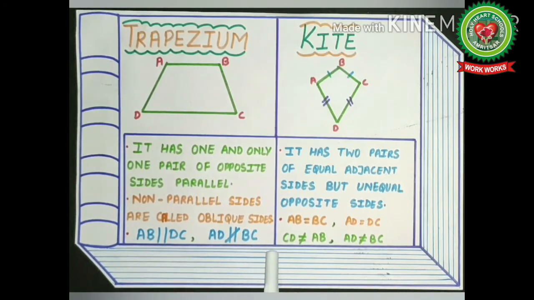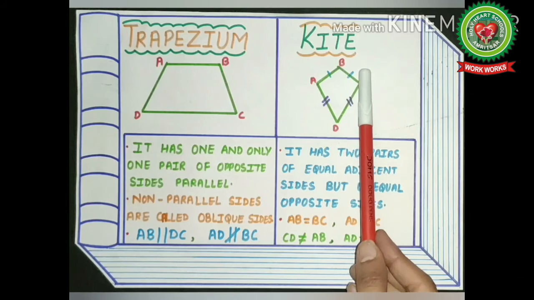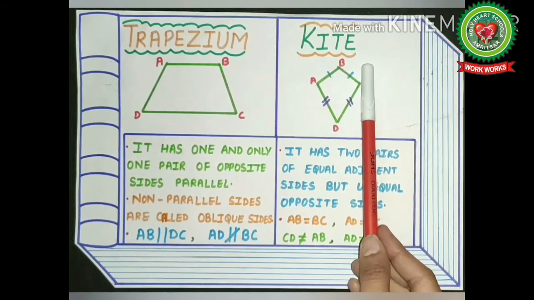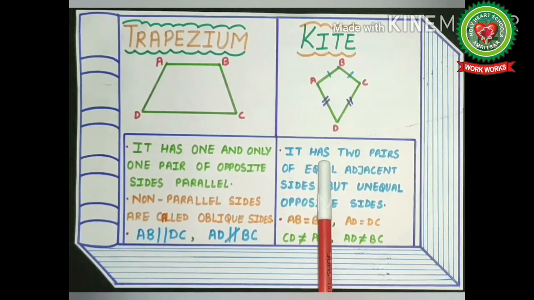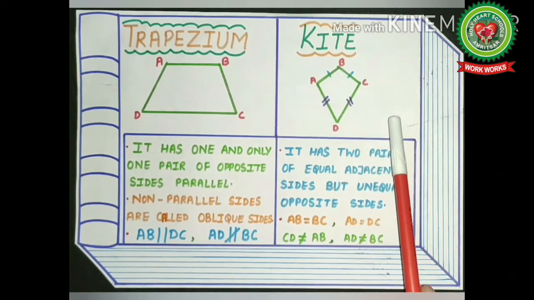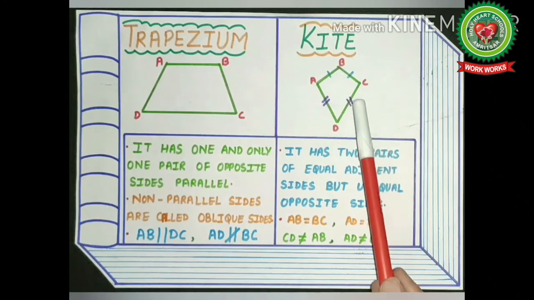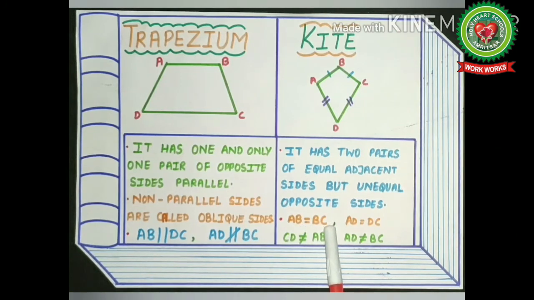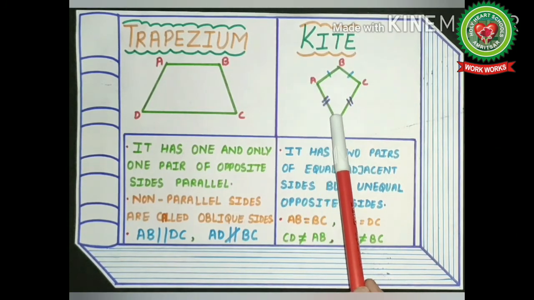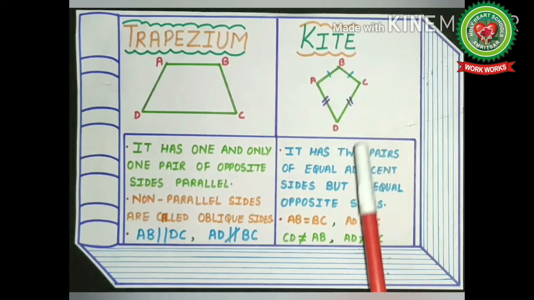Now we will discuss about the third type of quadrilateral, that is kite. Now students, first property of a kite is it has two pairs of equal adjacent sides. So first pair of equal adjacent sides, AB is equal to BC. Second pair, AD is equal to DC.